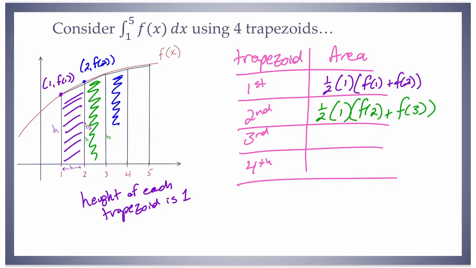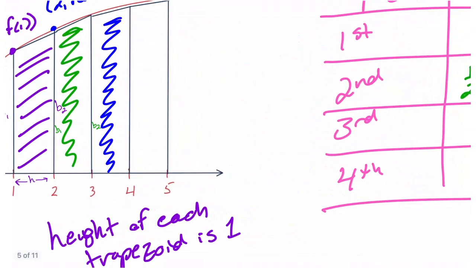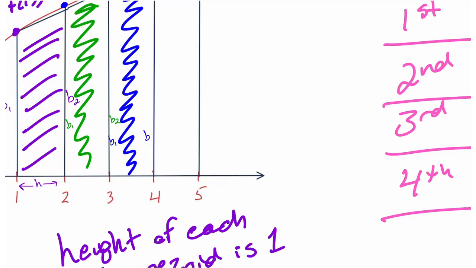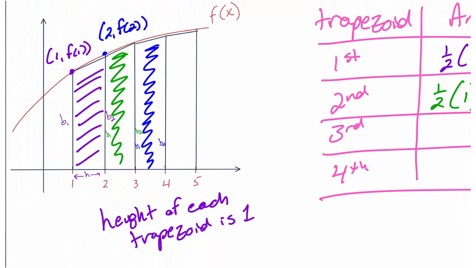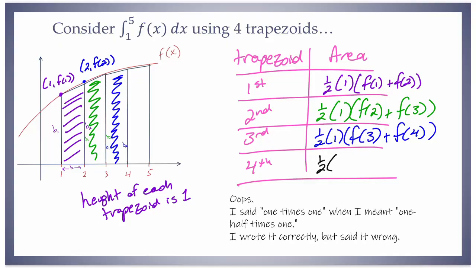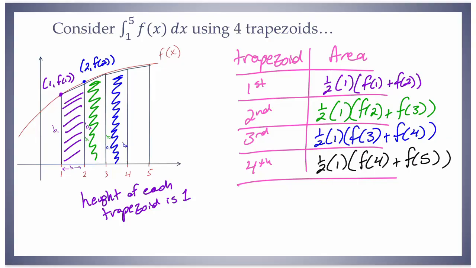And let's do the next one. So trapezoid number 3, shaded there in blue, and you can probably figure out that base number 1 on the left is going to be what was base number 2 for the second trapezoid, and of course base 2 in the third trapezoid is there on the right. So then we're looking at 1/2 times 1 times f of 3 plus f of 4. And the final one, you can figure that out, is going to be 1 times f of 4 plus f of 5, like so.